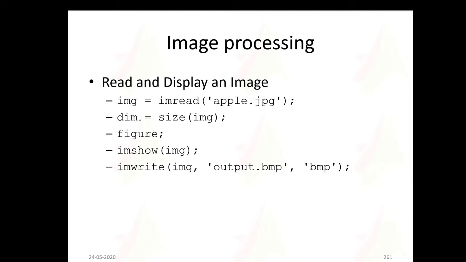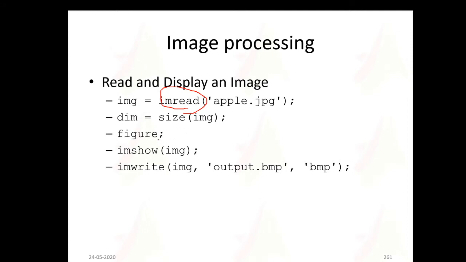You can see here how to read and display an image. img is the variable. imread is the new thing to you. It reads the image pixel by pixel and stores it in the form of a matrix, 255 by 255. For example, I am reading apple.jpg, and now this is stored in img. size is another function; I am taking the size of img.